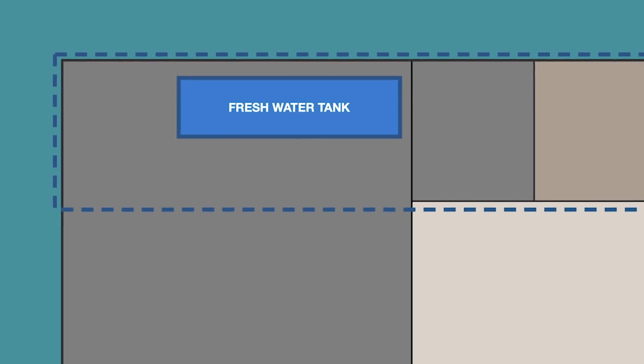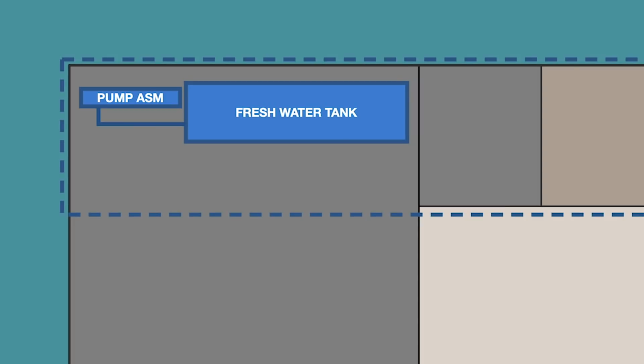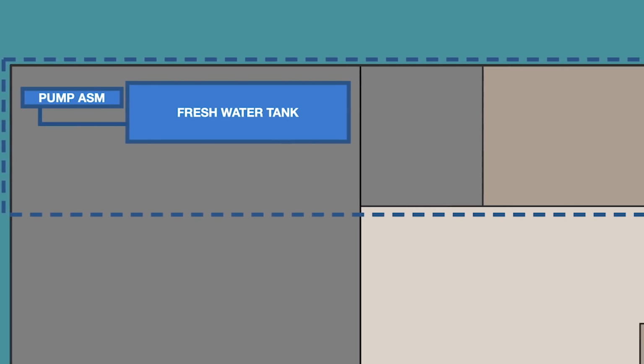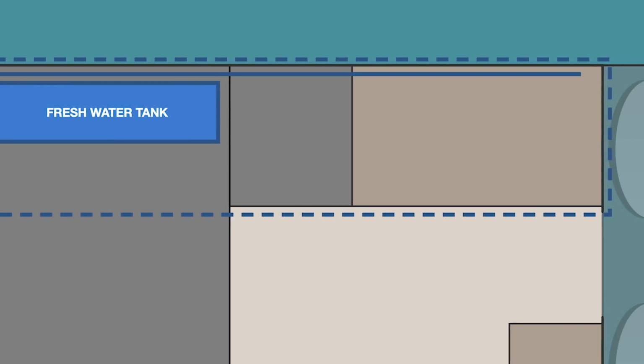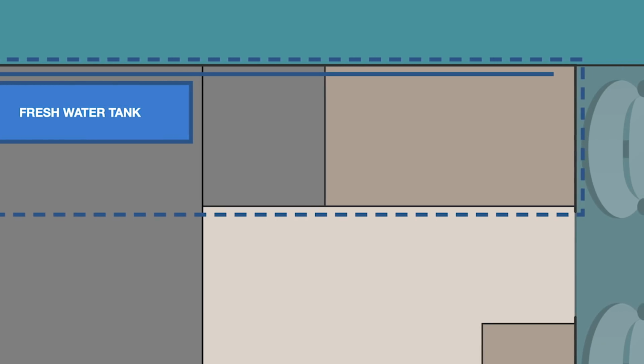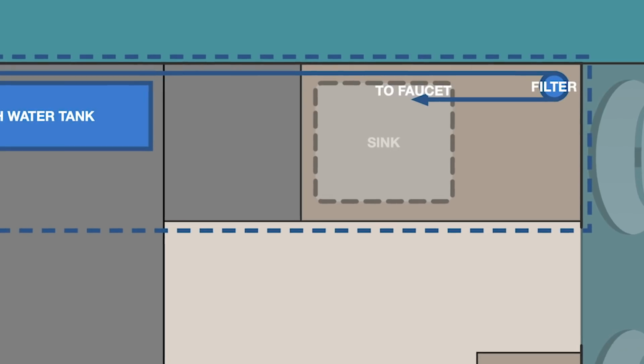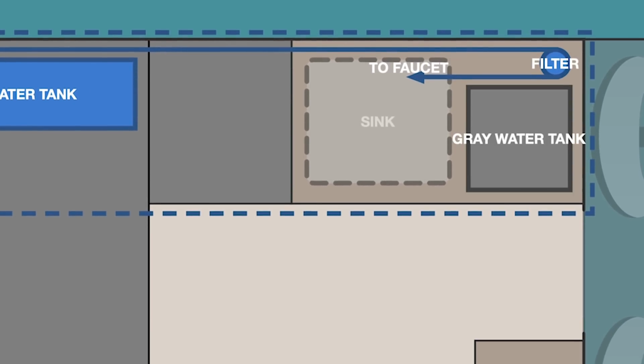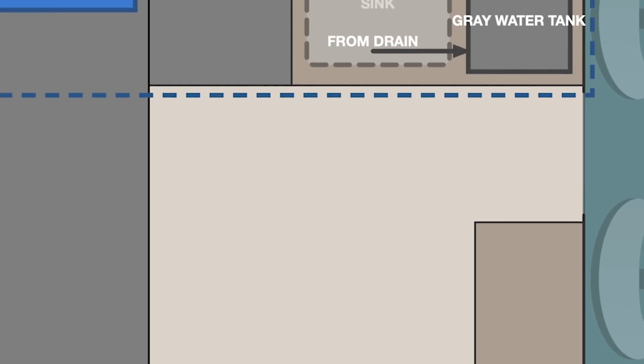In my build, I kept everything related to the water system along the driver's side wall. The tank is under the bed along that back side wall, with the pump and accumulator assembly located in the rear corner right by the tank. From there, a tube runs up to the front along the wall to provide water to the sink, going through a filter first, which is in the sink cabinet. The gray water is collected here right under the sink as well.